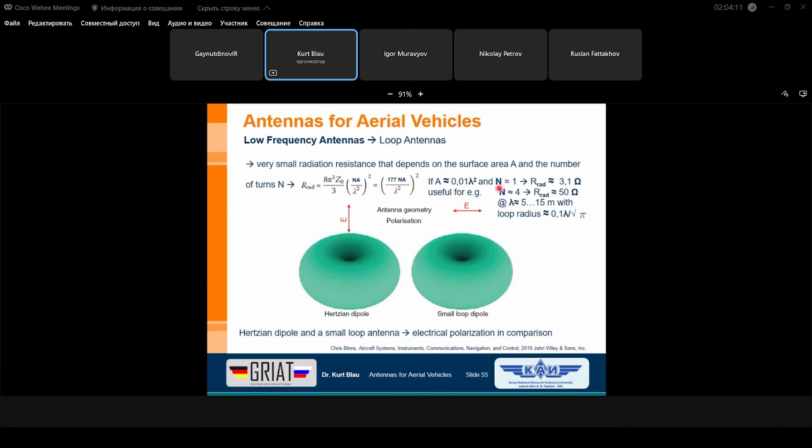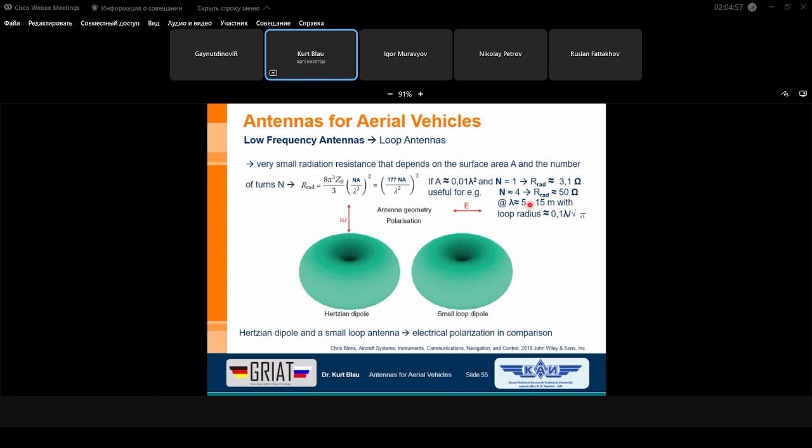And now if we increase the number of turns to 4, because as you can see here it goes with the square, if we increase the number of turns of our loop to 4, then we can achieve a radiation resistance of 50 ohm. And with this value, we have a perfect match to the input resistance of a receiver system. And then I have tried to realize, in case of a wavelength of 5 up to 50 meter, that the frequency in this case is much higher than 2 megahertz.